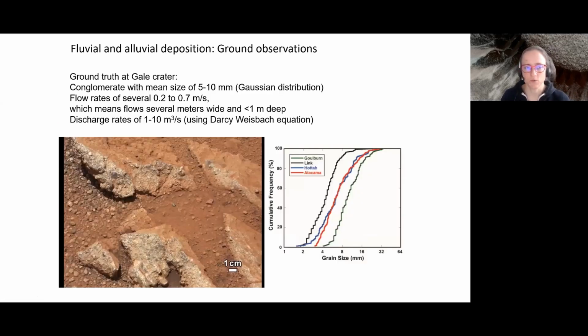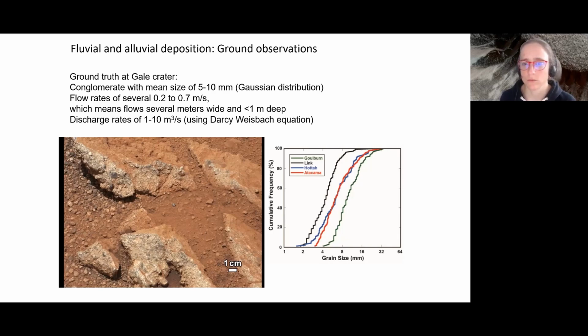This is another image of one of those conglomerate units observed by Curiosity on Mars. And the really great thing about actually being able to see these sediments in situ is that we can start to make measurements like we might do as a geologist on Earth in terms of grain sizes, and then from that we can consider the types of flow and flow rates and flow depths that we might need to transport pebbles of this size on slopes of this magnitude.